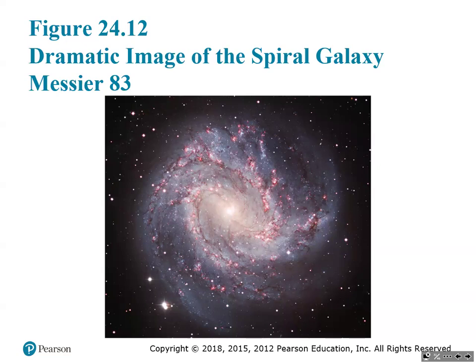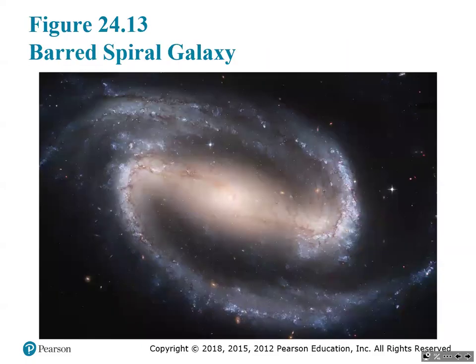So Messier 83 is a spiral galaxy. Messier 87 is a large elliptical galaxy. The image of a black hole that I showed you earlier was from Messier 87. That was the supermassive black hole at the center of that galaxy. Here's a barred spiral galaxy. You can see the distinctive bar, and the arms come off the ends of that.